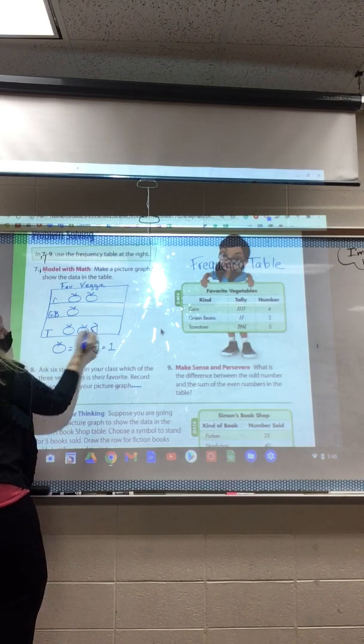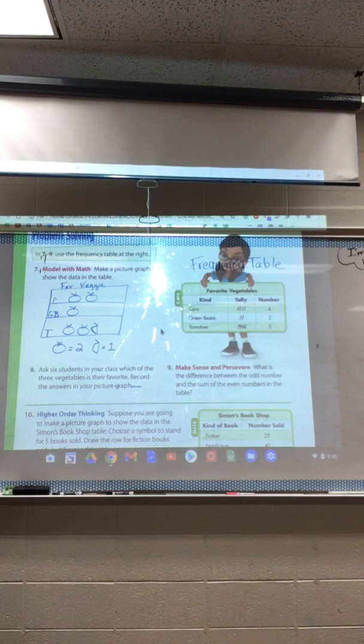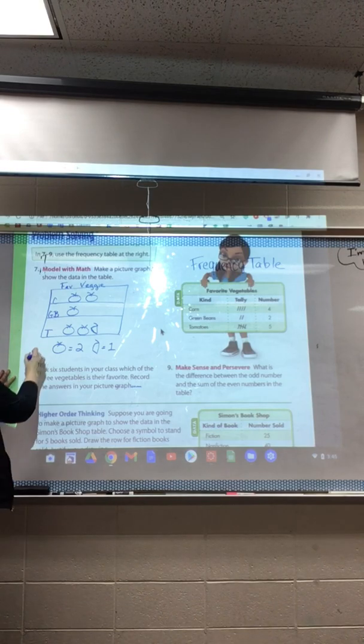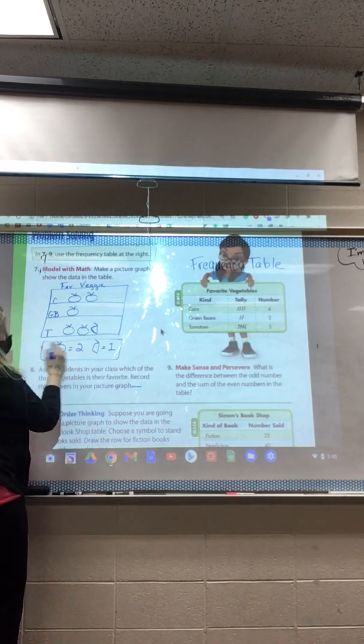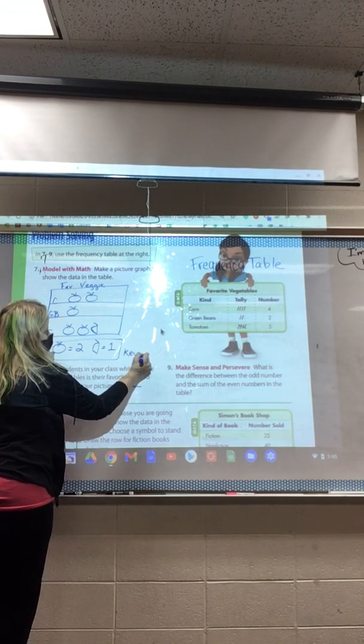It's not very pretty. My half tomato. Okay, so this would be my key down here, or my scale.